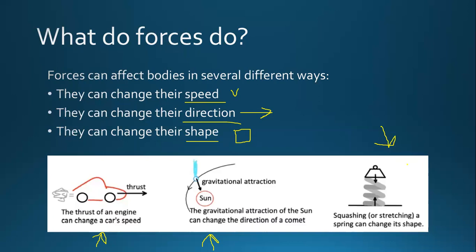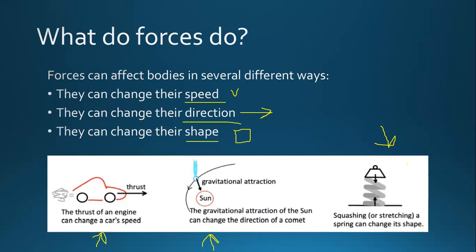Now the gravitational attraction, you'll be studying this in A levels in detail, the circular motion. That circular motion is due to the centripetal force. And where is that centripetal force basically coming from? From the gravitational attraction of the sun that can change the direction of a comet.